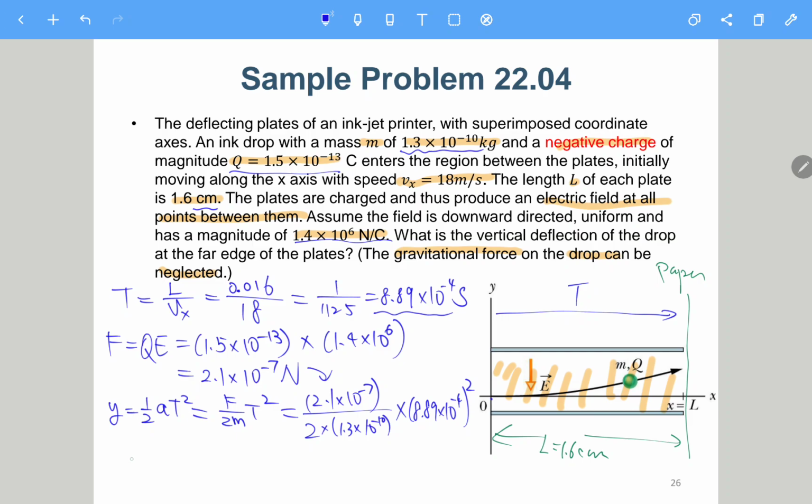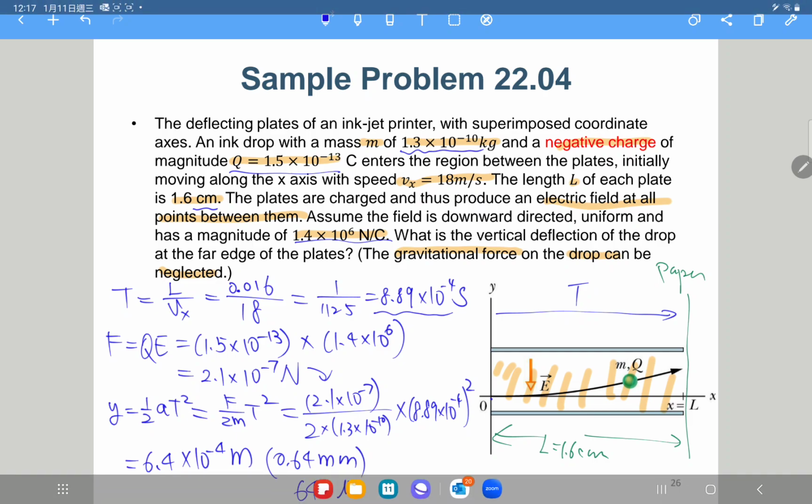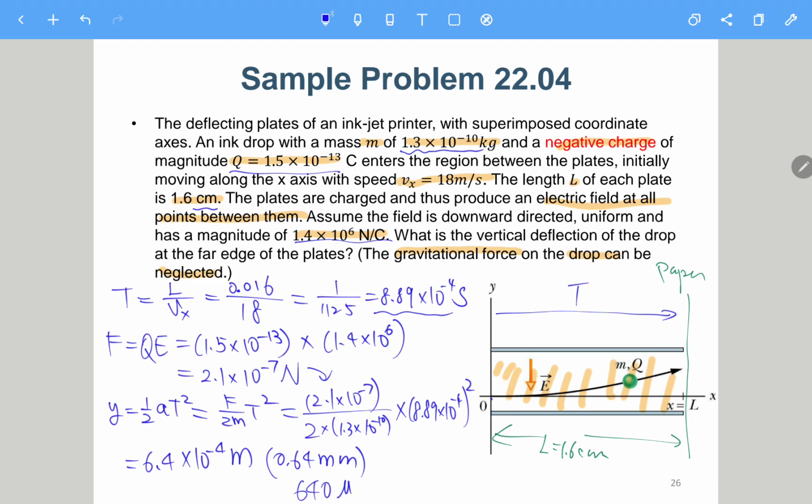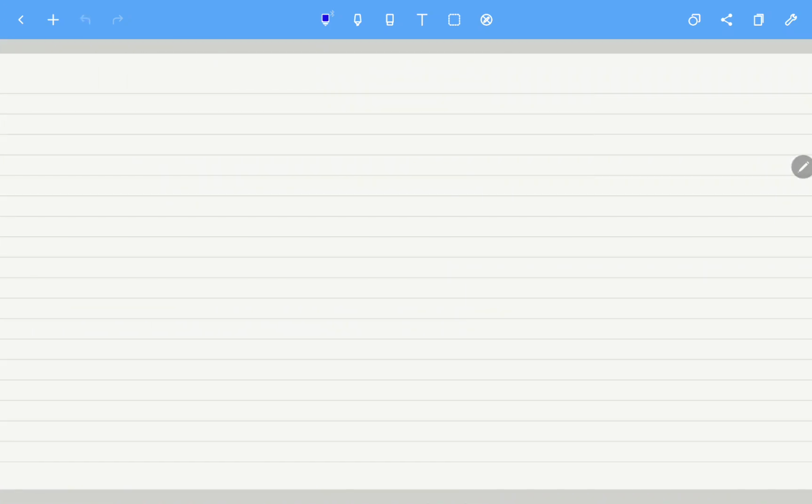So this value is nothing but 6.4 times 10 to the minus 4 meter, or you can write it as 0.64 millimeter, or you can also write it as 640 micrometer. Okay, so here I will just tell you, you need to remember some so-called scientific prefixes.